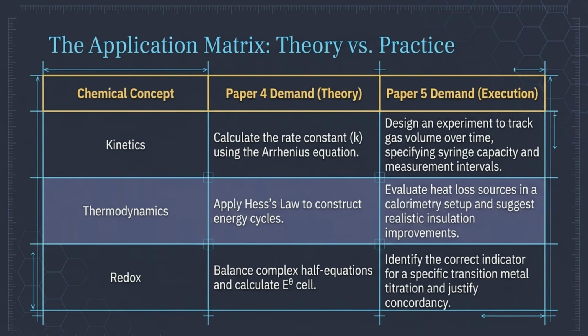Notice how your knowledge must pivot between papers. In Paper 4, you might calculate a rate constant K using the Arrhenius equation. In Paper 5, you're designing the actual experiment to track that gas volume over time, specifying syringe capacities and measurement intervals. Whether it's thermodynamics or redox, you must be fluent in both the theoretical demand and the practical execution.